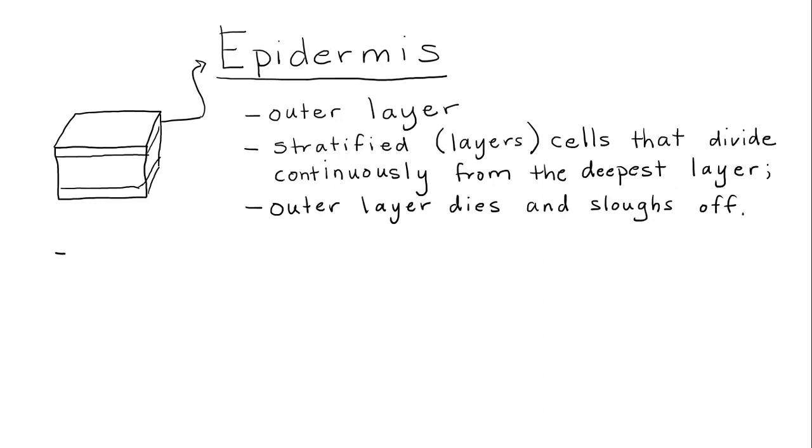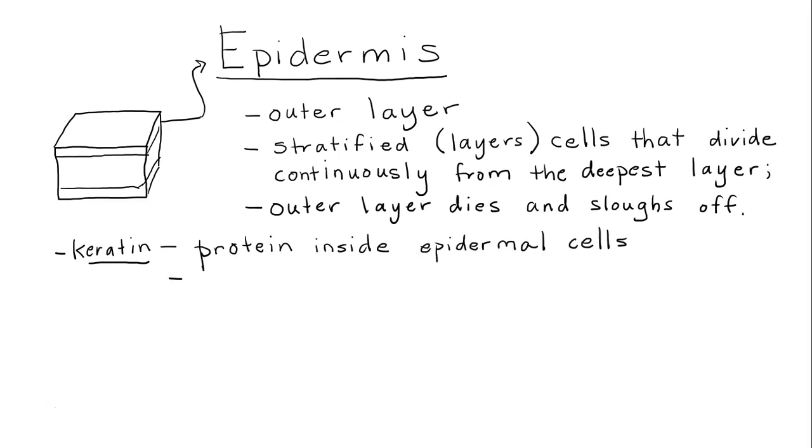The epidermis has a lot of a protein called keratin in it. This is inside the epidermal cells, and it provides a toughness to the skin, and it's a protective type protein, giving the skin a leathery quality and also waterproofing the skin.